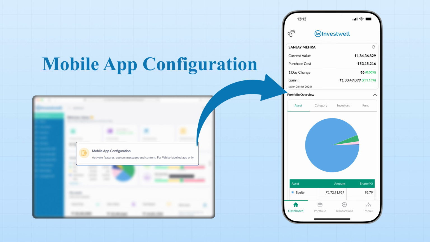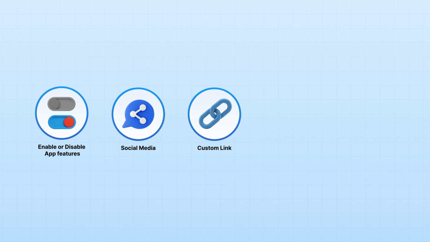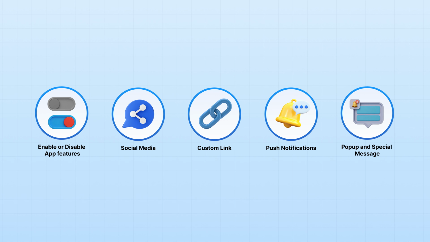Hi, in this video, we'll learn how to configure your mobile app to deliver a better and more personalized experience for your clients. We'll walk you through how to enable or disable key app features, add your social media, add custom links, send push notifications, and manage pop-up and special messages. By the end of this video, you'll be able to fully control and customize your investor's mobile app experience.